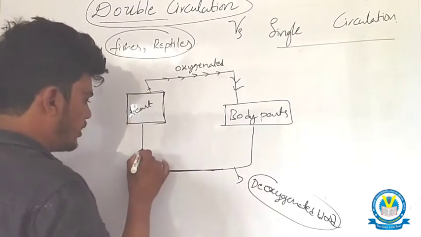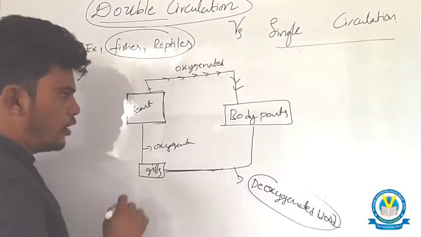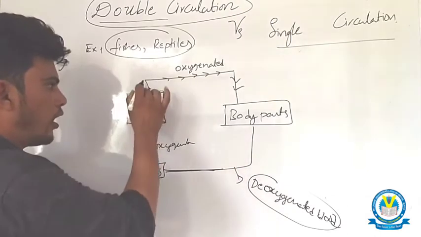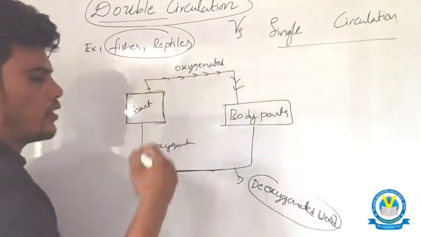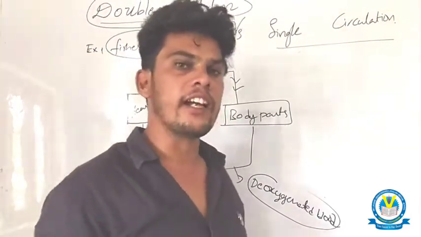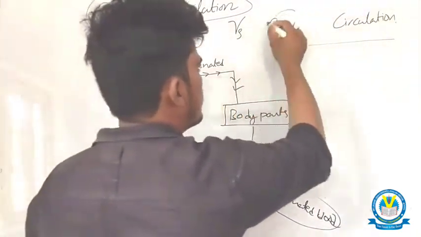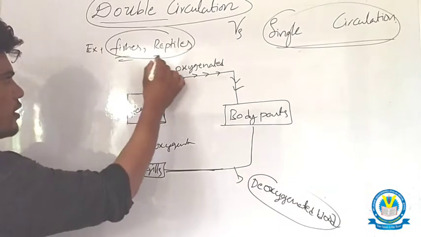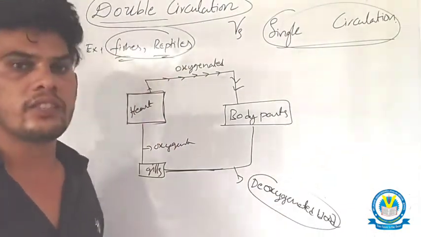Then that oxygenated blood goes to the heart. Look here, there is a single path, a single time. It starts from the heart and comes again to the heart. That's it. So the blood flow through the heart takes place a single time. This kind of circulation is called single circulation. You can find this single circulation in fishes and reptiles. It's enough, there is nothing more than this. So this is about single circulation.